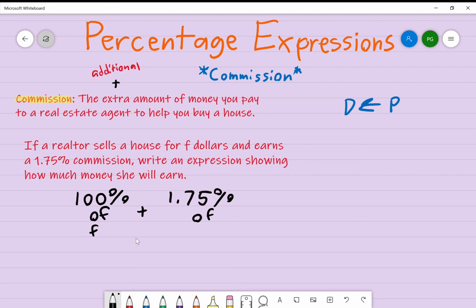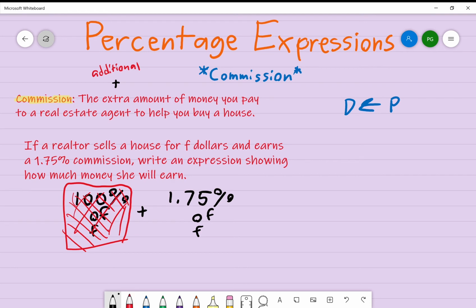of F. Now some of you may be saying, Mr. Pearson, this looks weird. Why is there a decimal inside the percentage point? You can have a decimal inside a percent. I'll show you how it works. First of all, the 100% that we paid for the house, we don't care about that. That doesn't go to the realtor.